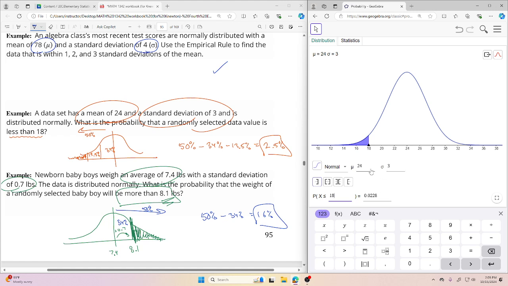So let's do it all over again. I have a mean of 7.4, standard deviation 0.7, and then it says more than, so I'm going to click this button right here, more than 8.1. Now, when things are going smoothly, and you kind of already know some of the answers, 15.87, round to the nearest whole percent, 16, right? So it's close. Can you use that?